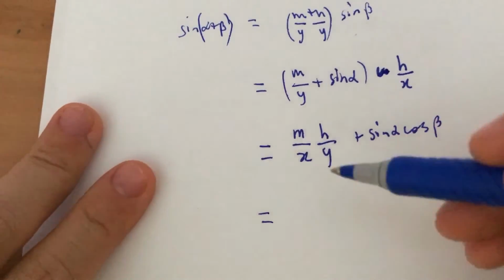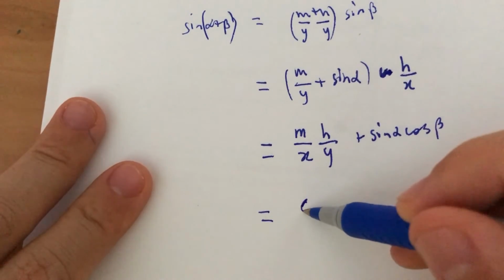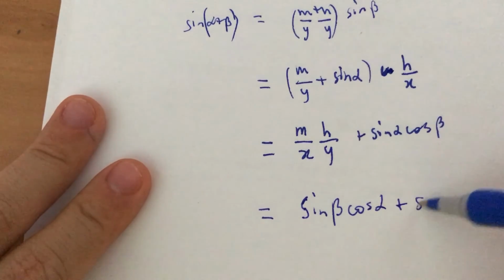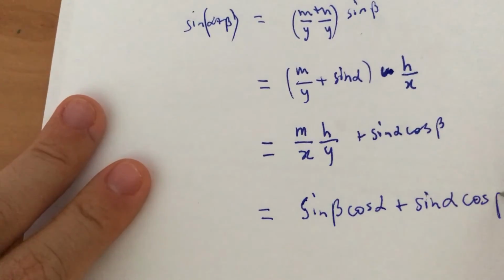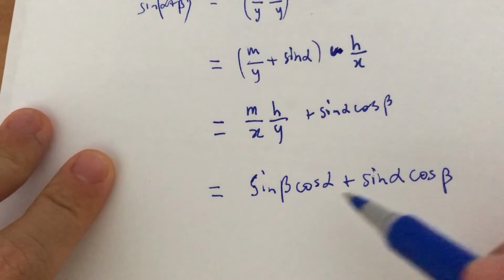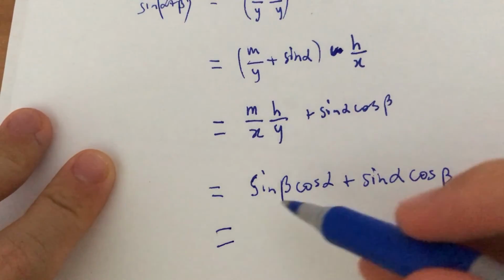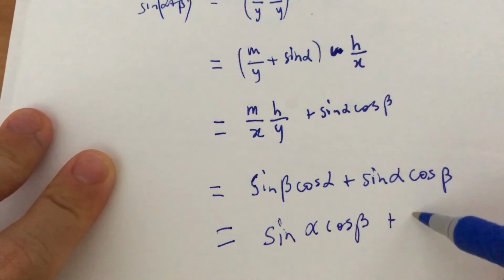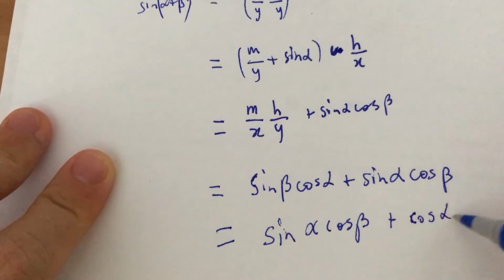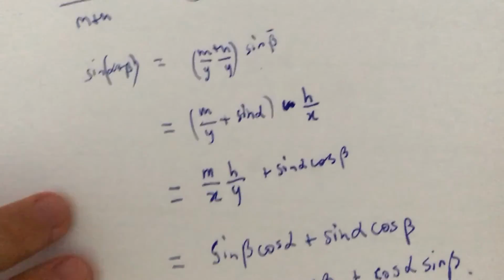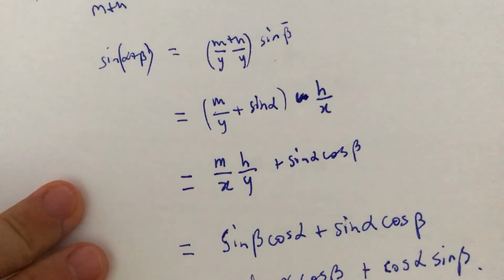Okay, so this is sine beta cosine alpha plus sine alpha cosine beta, and this is just, I mean, this is the same as what we were trying to prove, it's just written the other way around. Maybe you can try to play around with how to make this true for all angles alpha and beta, not just the acute ones.